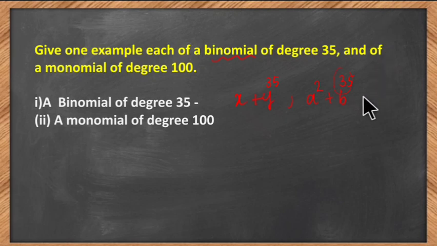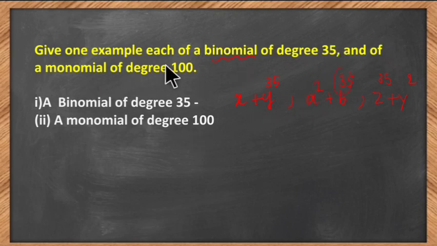Let's see, write one more example. Z plus y, z to the power 35, y to the power 2. So this is also example for the binomial of degree 35. Bi means 2 terms, degree means maximum power of the variable.